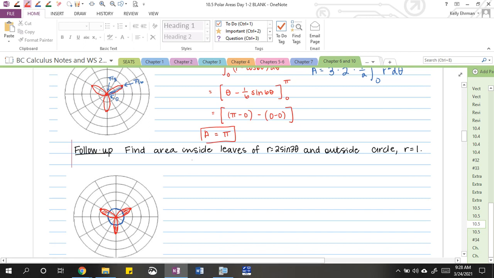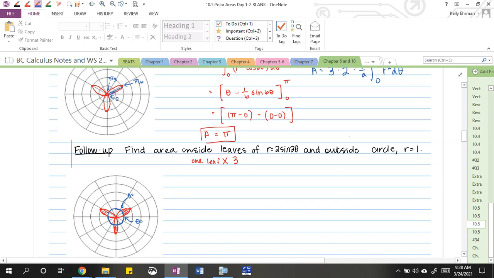So I'm going to do 1 leaf, multiply it by 3. I have options again. I can do half a leaf, a full leaf, whatever. I'm going to do 1 leaf. So I need to know what is that point and what is that point. What's that theta? What's that theta? Let's solve for that algebraically.